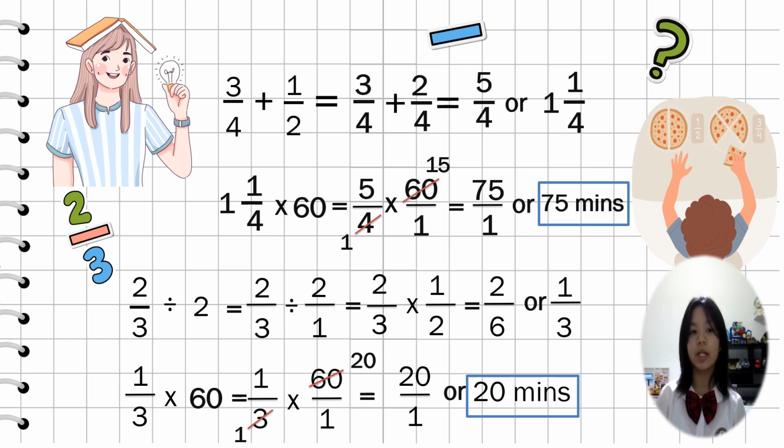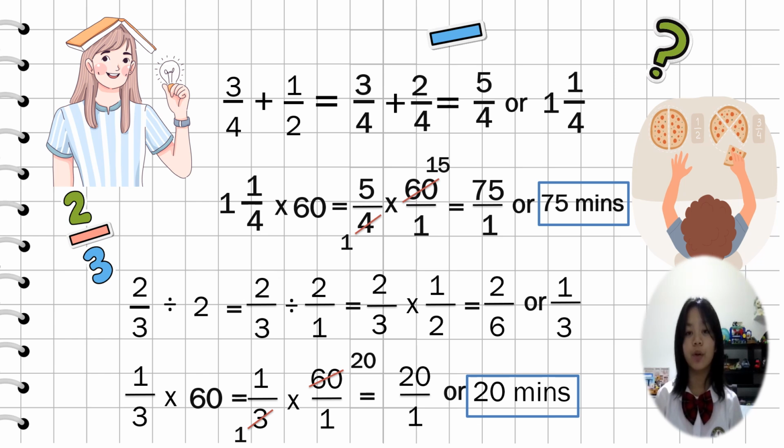4 divided by 4 is 1, times 3 is 3, so we will have 3/4. 4 divided by 2 is 2, times 1 is 2. So we will have 2/4. 3 plus 2 is 5. Then we copy the denominator 4.